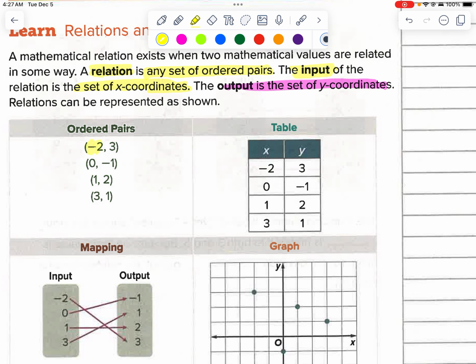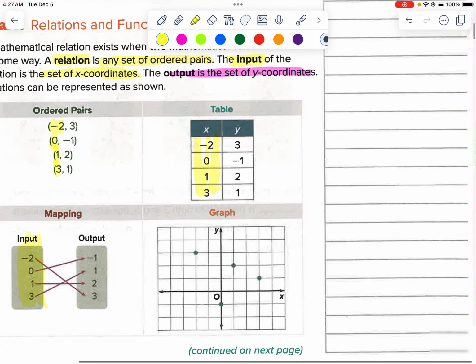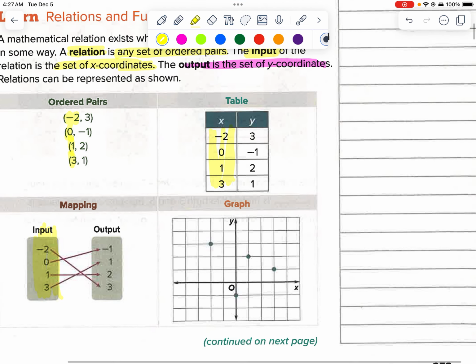I am going to look at my x values. So all of those are the input values. These are the input values. These are the input values. Now, it's hard to tell with this, but the x value right here, the x value right here, it's hard to tell because if you had written it as ordered pairs, it would be easier to see.